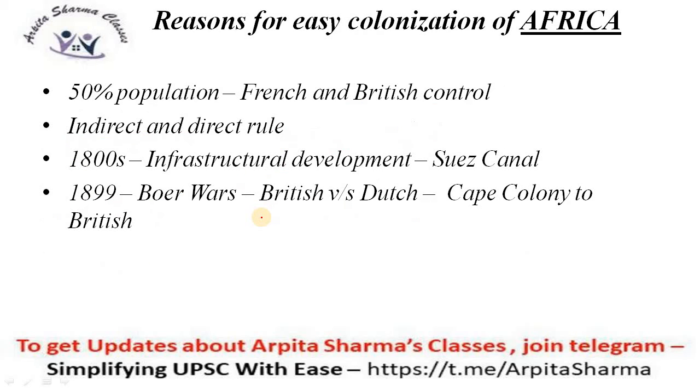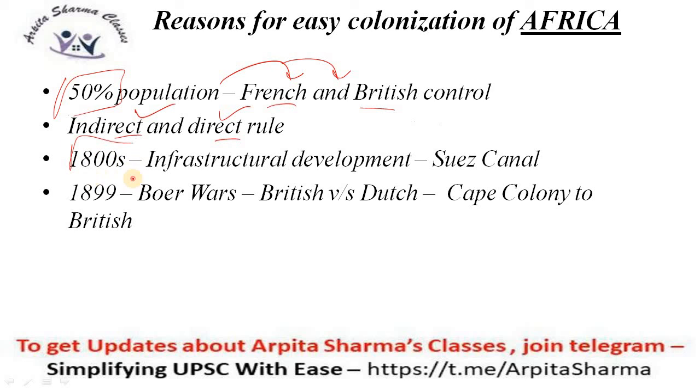Now, the question arises: why did Africa allow itself to be colonized and divided amongst different world powers, or why was it so easy to colonize Africa? See, 50% of the population of Africa was already under French and British control, so it was very easy, because I have already told you that the League of Nations was mostly dominated by Britain and France. So the British and French controlled almost 50% of the population of Africa. Also, there was indirect and direct rule. I have already told you that in colonization and imperialism, you can rule a country either directly or indirectly. So there were both indirect and direct rule in Africa as well.